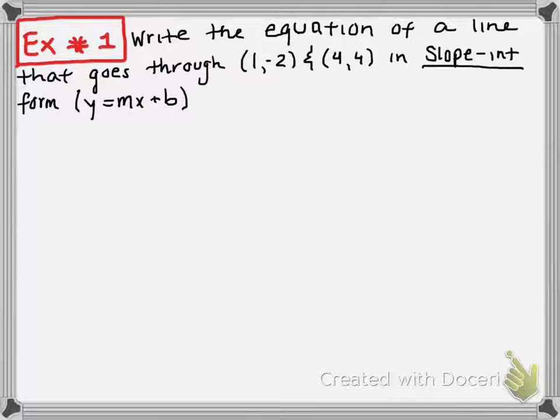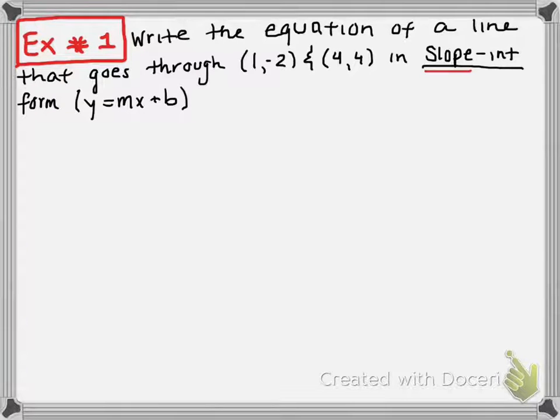It says write the equation of a line that goes through the points (1, -2) and (4, 4) in slope-intercept form. And we wanted to remind you that slope-intercept form looks like y = mx + b. So in order to do slope-intercept form, we need two things. We need to find the slope, and we need to find the y-intercept. So we're going to start by finding the slope first.